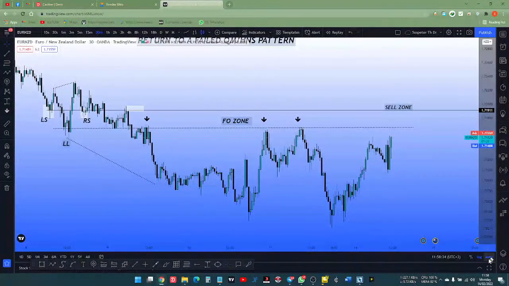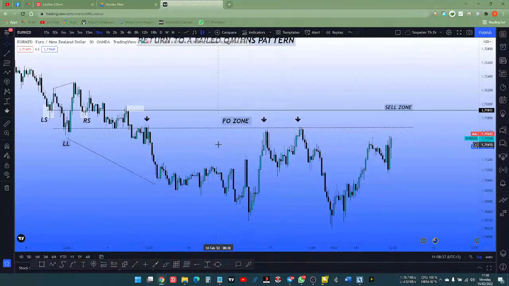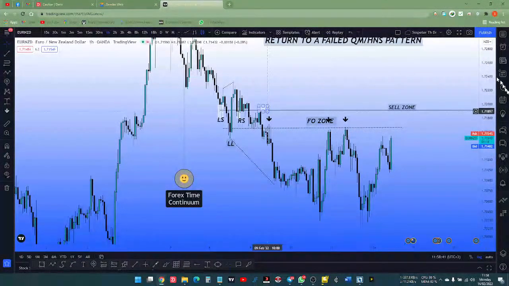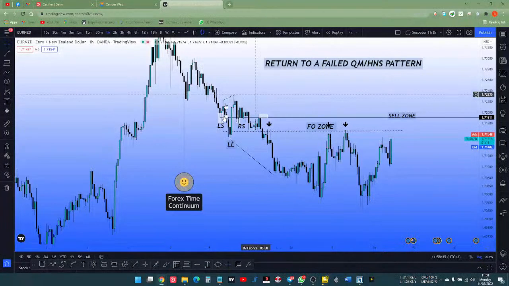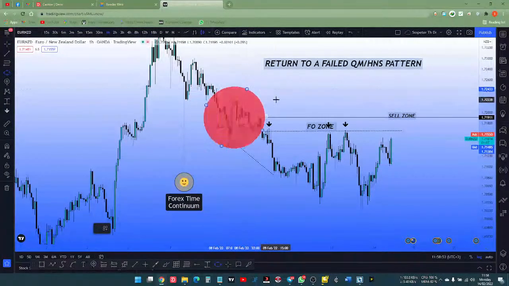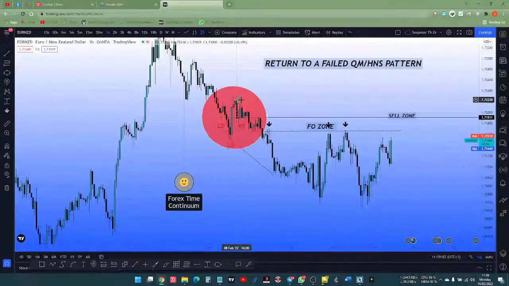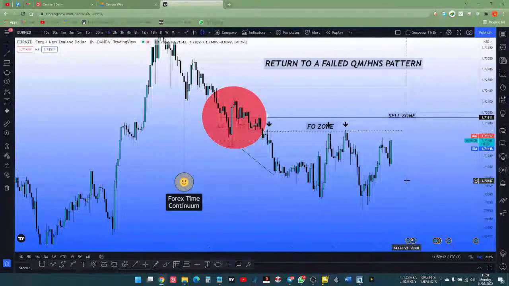If you've been watching my videos, this one I called a return to failed HNS pattern. So this was the HNS pattern here. Let me put an ellipse so that everyone can see. This is the failed one. This is an inverted head and shoulders pattern. The price was to be pushed up, break this neckline and proceed up, but it failed. So when the price returns to that zone, it usually reverses.